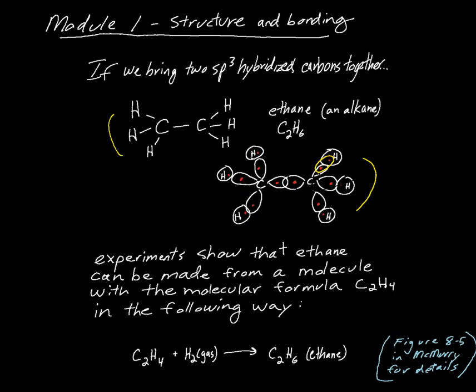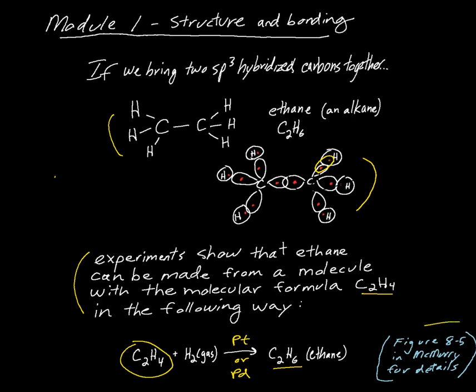Now, experiments show that this molecule ethane can be made from a simpler molecule with the molecular formula C2H4. Using this reaction shown here, C2H4 with hydrogen gas bubbling through it in the presence of a metal catalyst like platinum or palladium will give you the above molecule ethane. So that's determined experimentally. The question is, what is the molecule C2H4 and what is its structure and geometry?